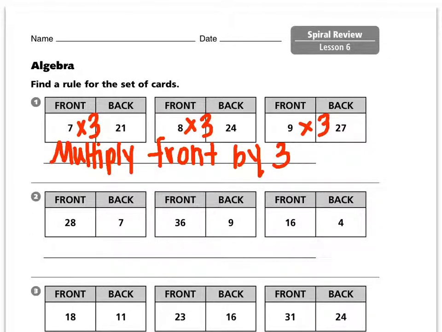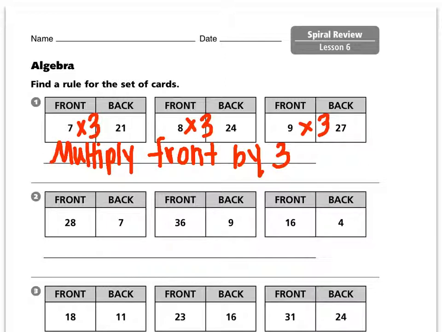Let's move on to number 2. The front for the first one is 28, and the back is 7. 36, the back is 9. 16, and the back is 4. So I need to think about how each one of those got to that. I could do subtraction because the number is getting smaller, but I know that 7 and 28 have something in common. 9 and 36 do, and so does 4 and 16. Now, since 4 and 16 are the lowest numbers, I'm going to work with those first.